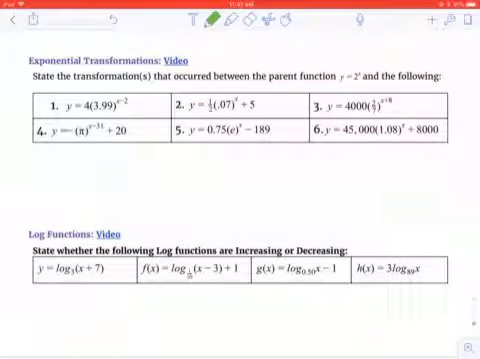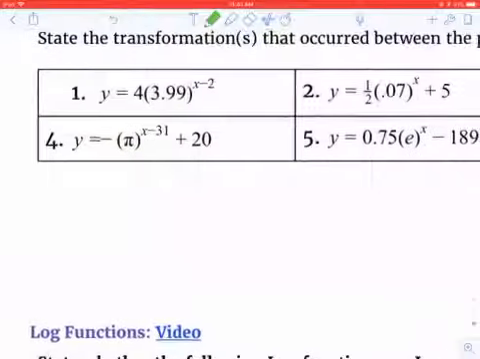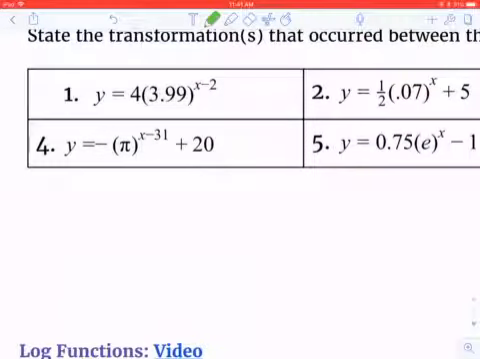In this video, let's take a look at exponential transformations. So we're going to state the transformations that occurred between the parent function y equals 2 to the x and the following. Alright, so example 1, we have a 4 out front that makes it have a vertical stretch or expansion by a factor of 4.